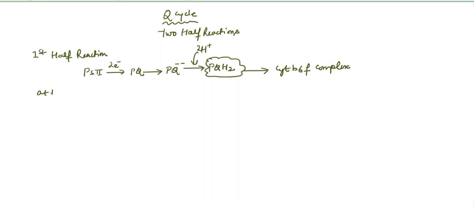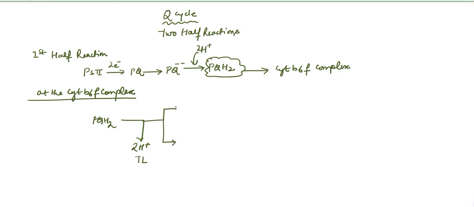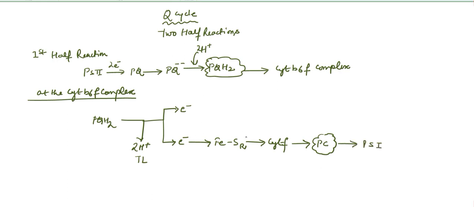Now what happens at the cytochrome B6F complex? PQH2 releases two protons in the thylakoid lumen and it bifurcates traveling of electron in two ways. One electron is accepted by iron sulfur center, then it is received by cytochrome F, from here to the electron carrier plastocyanin, and it reduces photosystem 1.